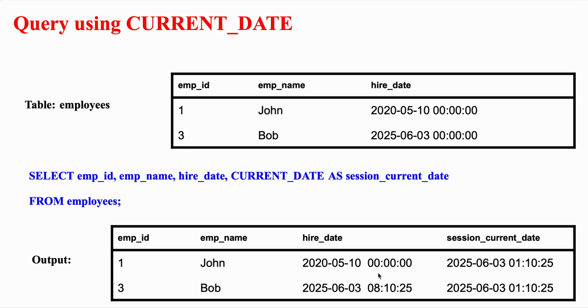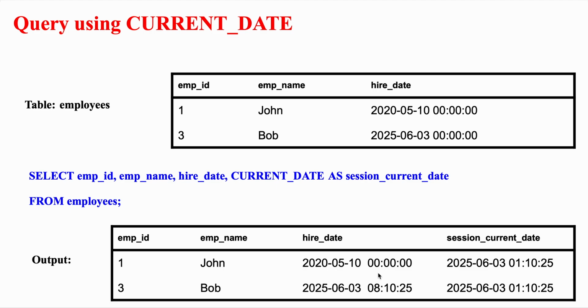Now, here's an example using CURRENT_DATE in a query. Again, we are using the same employees table with employee ID, employee name, and hire date. This time we run select employee ID, employee name, hire date, CURRENT_DATE as session current date from employees. What this does is it adds a column that shows the current date and time, but based on the session's time zone.